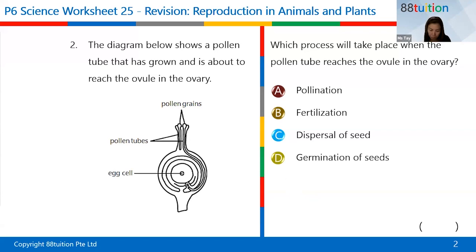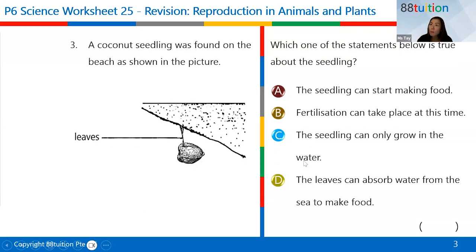Okay, next. Question 2, seems like nobody got this wrong. Everybody knows this answer. So which process takes place when the pollen tube reaches the ovule in the ovary? Definitely it's going to be fertilization. This one, no problem. Question 3, only 1% got it wrong. Could be an error. Sometimes you choose too fast. I heard from students, they click too fast, so the answer turned out to be wrong.